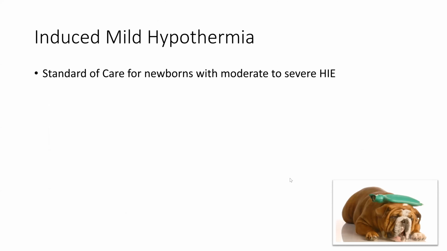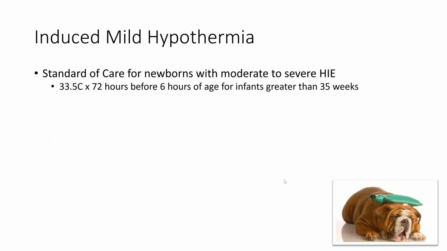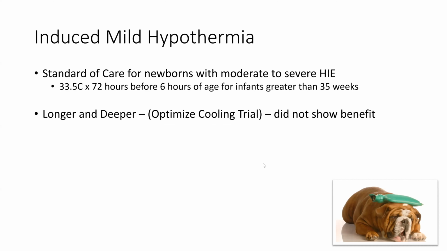So really the standard of care for us today is to provide that 33.5 for 72 hours before the 6th hour of age and for babies who are greater than 35 weeks. And what we want to do is also recognize that we have looked at other ways of giving this. We've looked at, can we cool them longer? Can we cool them deeper? That was called the optimized cooling trial, and that did not show benefit. It actually had increased mortality.